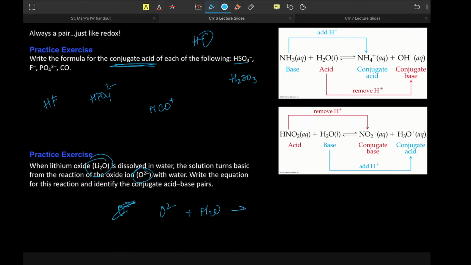So O doesn't have a proton, right? So it cannot donate a proton, not an option. So it must take a proton, right? Which means we're going to end up with OH minus, right? And if we take a proton from water, we get OH minus.